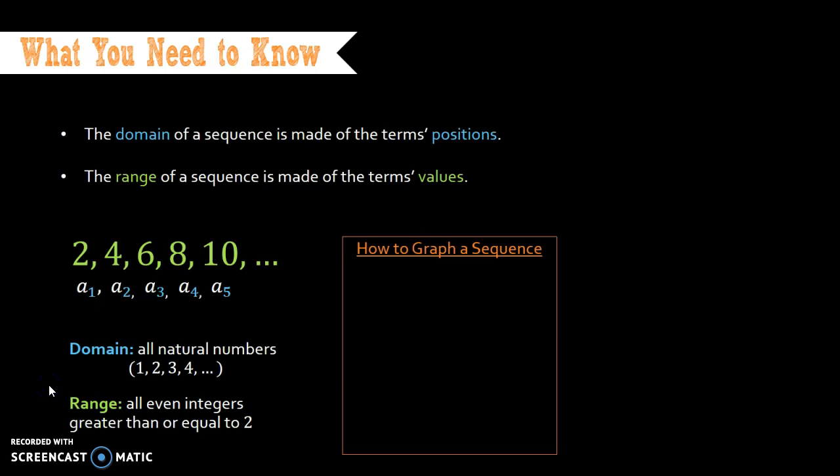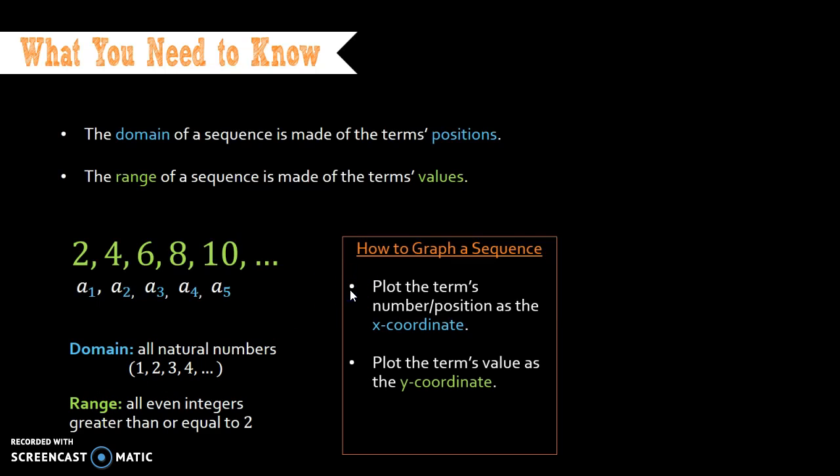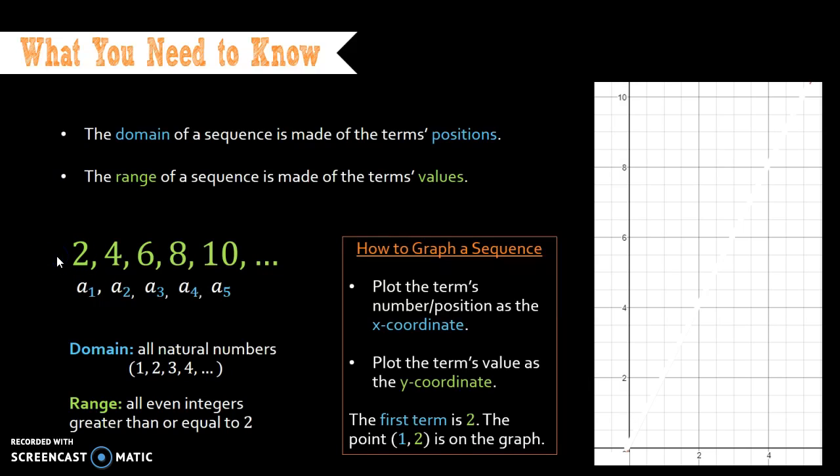In order to graph a sequence, you're going to take the domain and the range together. So we'll plot the term's number or its position in the list as your x-coordinate. And you'll plot the actual value of that term on the y-axis as your y-coordinate. So for example, our first term is 2, so that's going to be 1 on the x-axis to represent term number 1. And it's going to be 2 on the y-axis because the value of that term is 2.